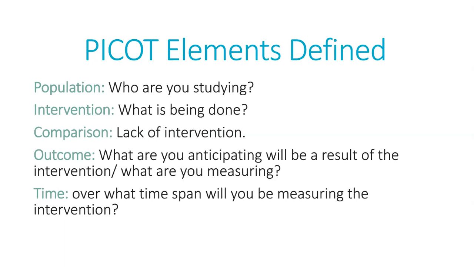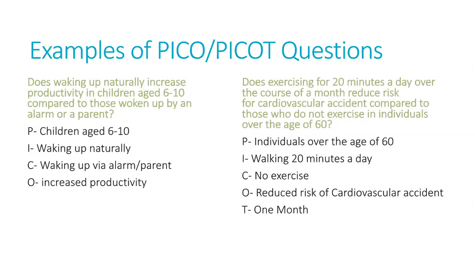So for some examples of how this would look, to start off, we'll use the PICO format. And the question that I have here is, does waking up naturally increase productivity in children age 6 to 10 compared to those who are woken up by an alarm or a parent? So as you can see, our population here are children age 6 to 10. The intervention would be allowing these children to wake up naturally, where the comparison would be waking them up via an alarm or a parent, so the opposite of naturally waking up. The outcome that we're looking at here is how it improves or increases productivity.